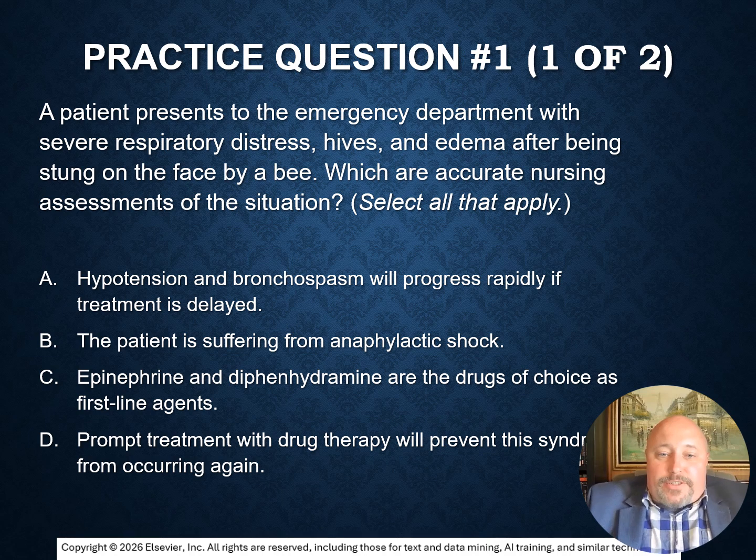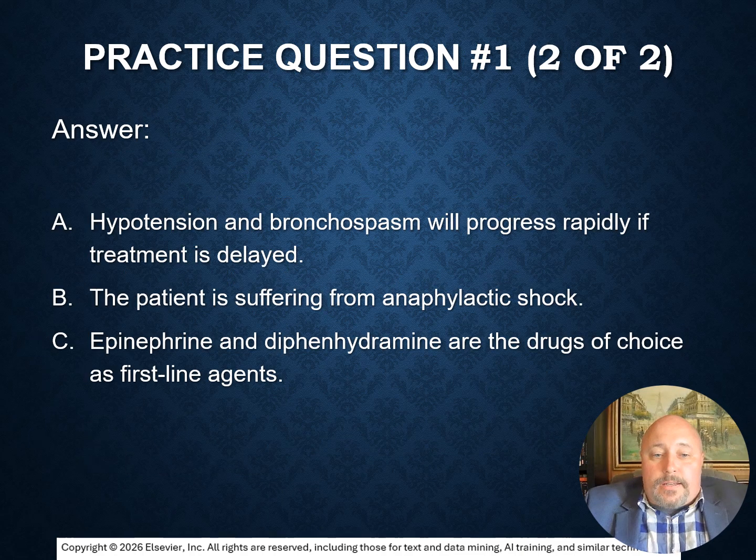For our first practice question, a patient presents to the emergency department with severe respiratory distress, hives, and edema after being stung on the face by a bee. Which are the accurate nursing assessments of the situation? That be A, hypotension and bronchospasm will progress rapidly if treatment is delayed. B, the patient is suffering from anaphylactic shock. C, epinephrine and diphenhydramine are the drugs of choice as first-line agents. Or D, prompt treatment with drug therapy will prevent this syndrome from occurring again. The answers are going to be A, B, and C.